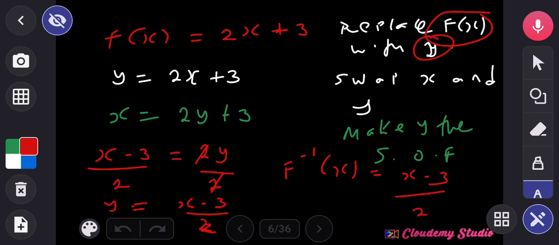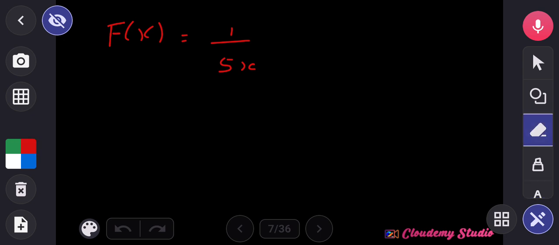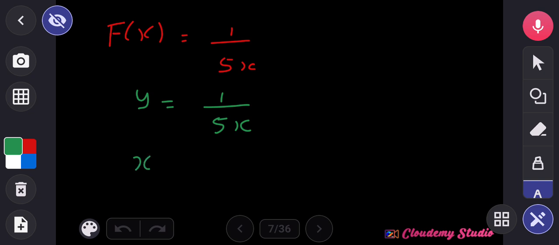You understand? Let us take another example. Let us say that we have something like f of x equals 1 divided by 5x. This is the question now. What is the first step that we're going to do? Replace f of x with y. You understand? Therefore, my y will now be equal to 1 divided by 5x. Now, the next thing is that we are going to swap our y with x, which means we are going to be having x equals 1 divided by 5y.